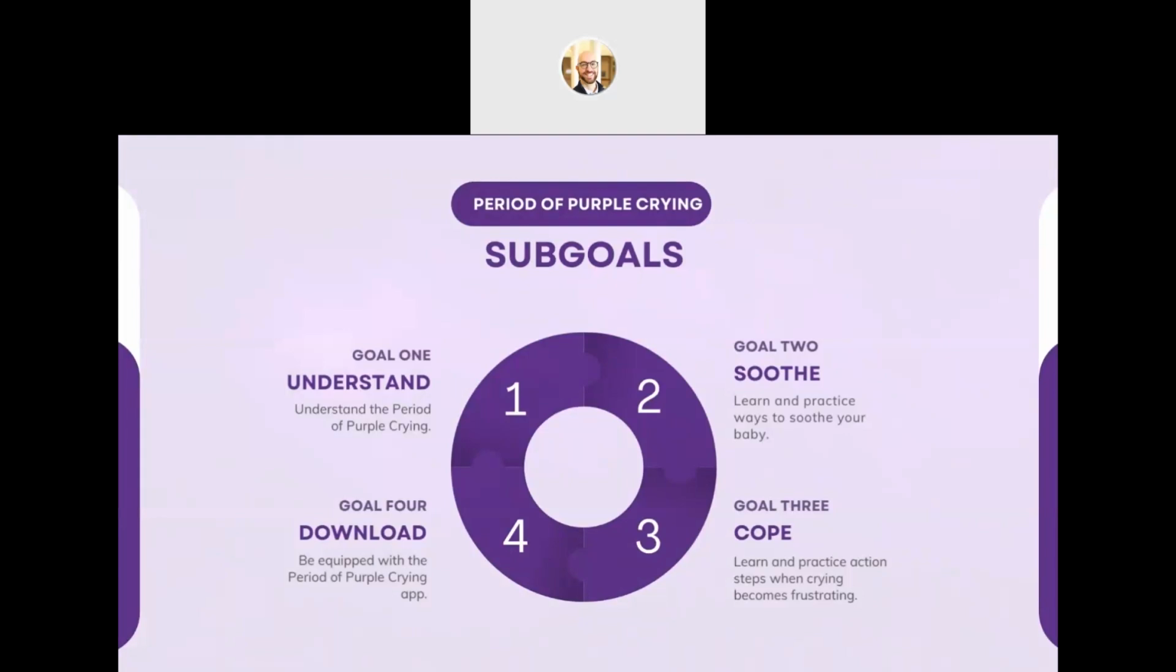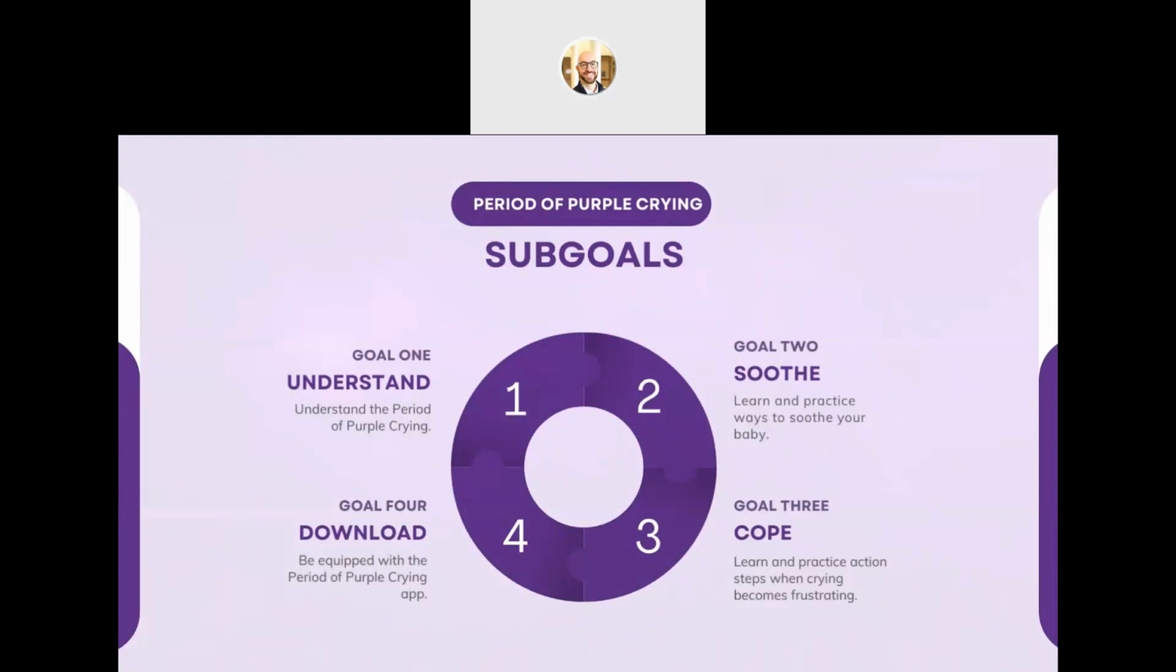So for goal number 1, I pulled out some of the key thoughts, and I just called it understand. Goal number 1: understand the Period of PURPLE Crying. If you go through the material, that is really one of the main things they want you to learn: what is the Period of PURPLE Crying? What does that even mean? Number 2 has to do with soothing: learn and practice ways to soothe your baby. And it's okay in your sub-goals to put the client's name as well if you would like.